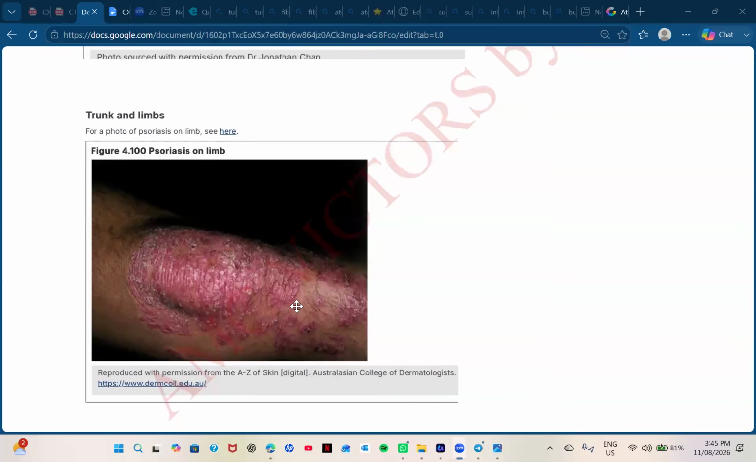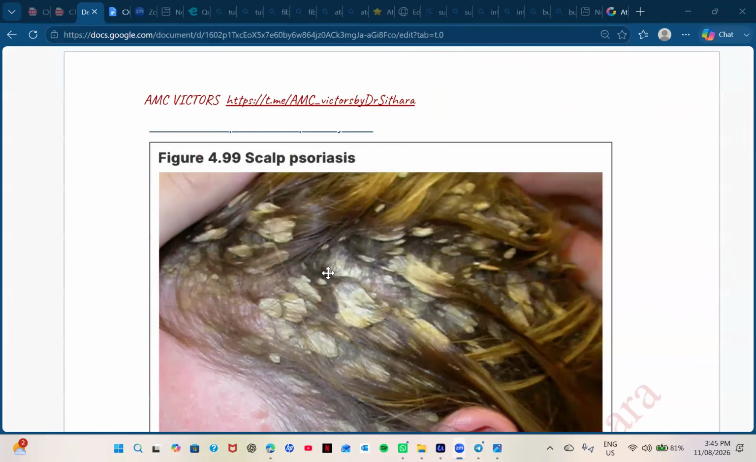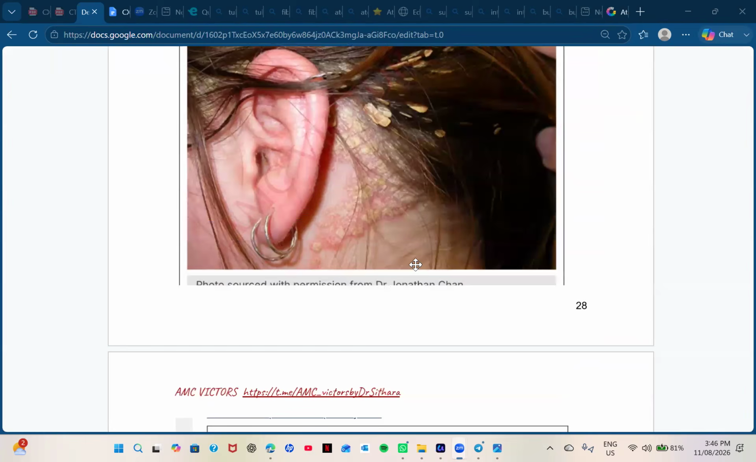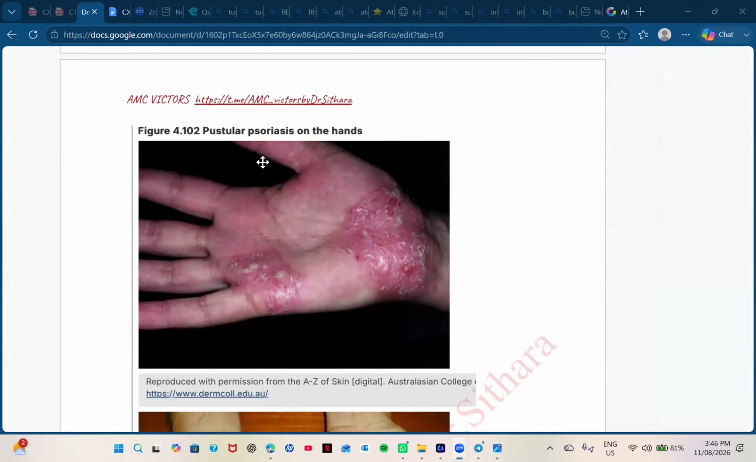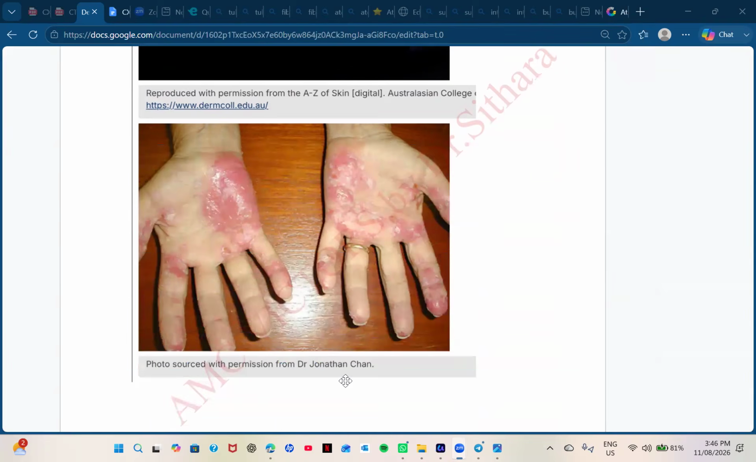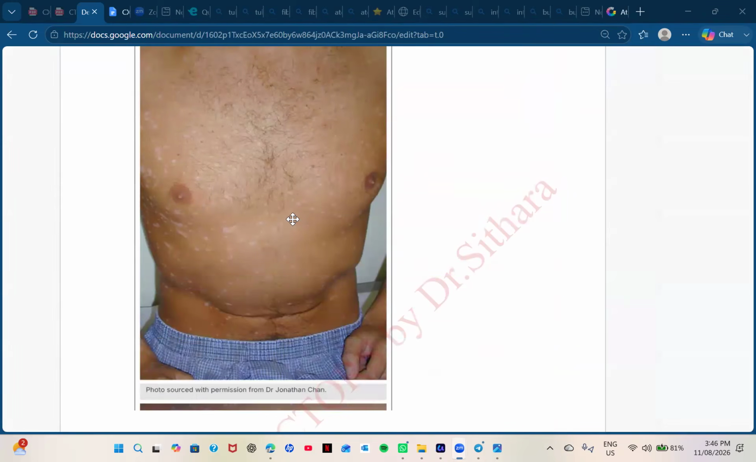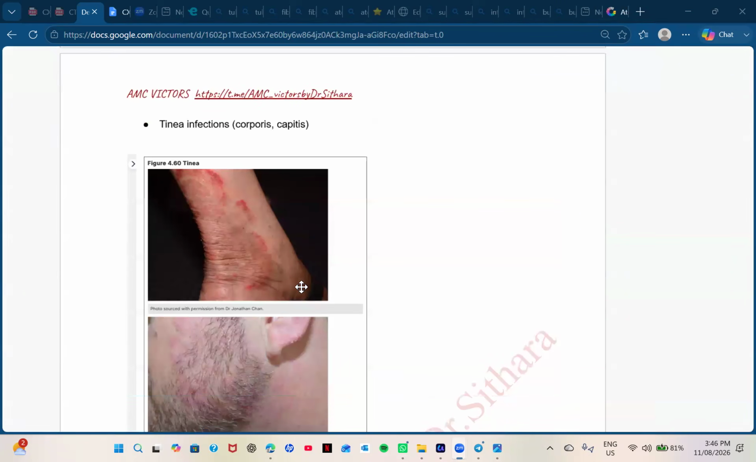Here is psoriasis on the limb. Can you see the picture? Here you can see scalp psoriasis, the typical presentation, and this is a hyperkeratotic psoriasis. Here you can see pustular psoriasis, with yellow pustules. Then you can see guttate psoriasis.